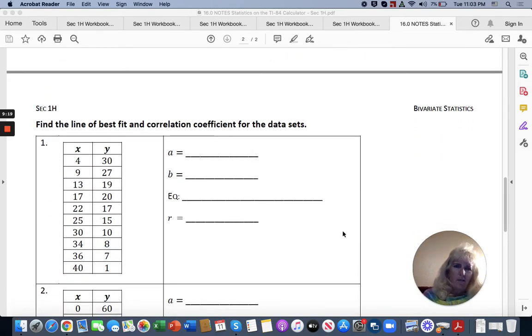So on the line of best fit, here we have example number 1. Find the line of best fit and correlation coefficient for the data sets. So I'm going to go to my L1. So I go to stat. So again, your stat button is your second row over to the right. And then we're going to enter, or to edit them. So now I'm just going to put in these numbers here. X has all those and Y has all those.